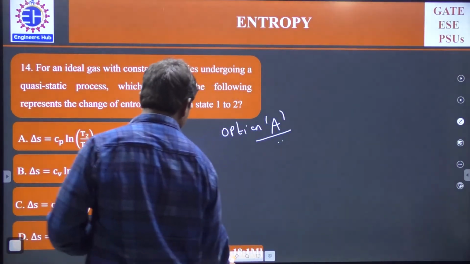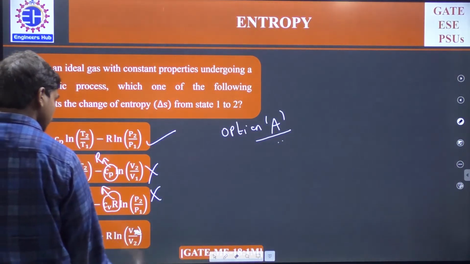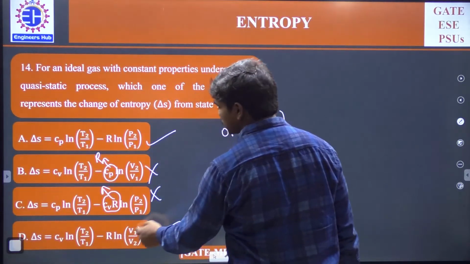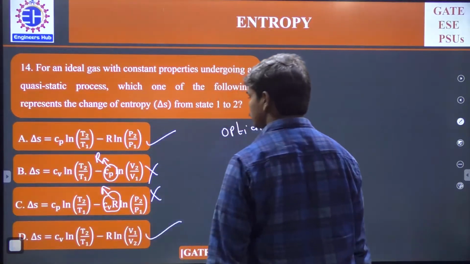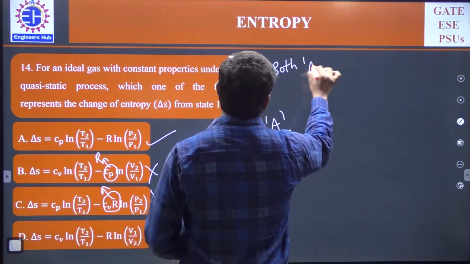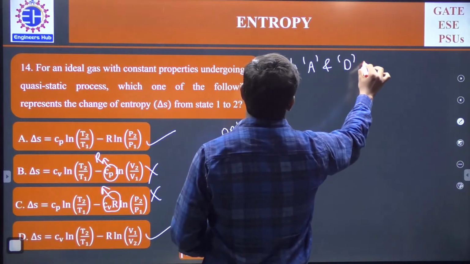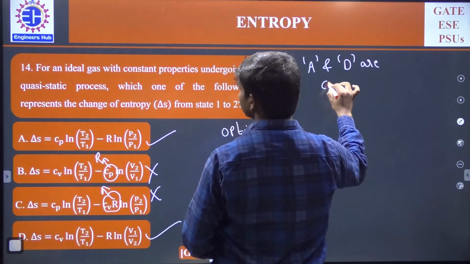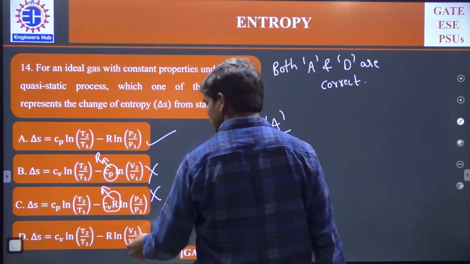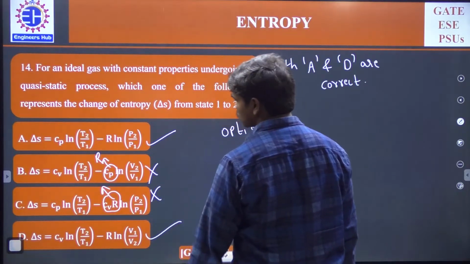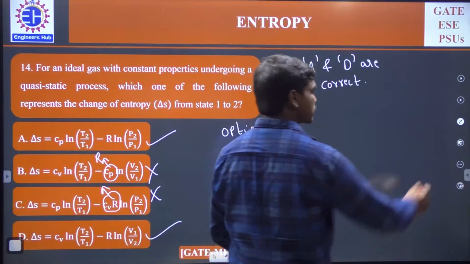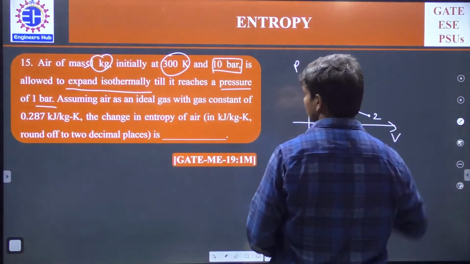Correct. All of you, I am sorry for this. This option is also correct because this V1 by V2 is compensated with this minus sign. So both A and A are correct. We need to be careful with these plus and minus signs and T2 by T1, V2 by V1 values. Okay. So both are correct here because this V2 by V1 is compensated with this minus sign.